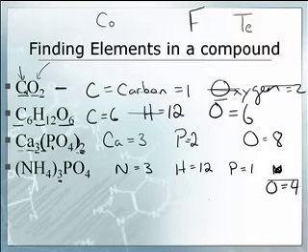Now, why aren't there 4 phosphoruses? Because there's no parentheses by the P and the O here. Right. Oh, okay. So that 4 only applies to the element that it's kind of touching. That's correct. Oh, okay.